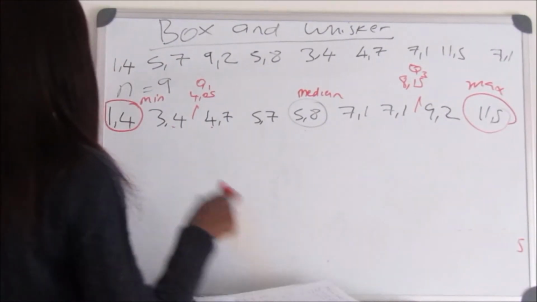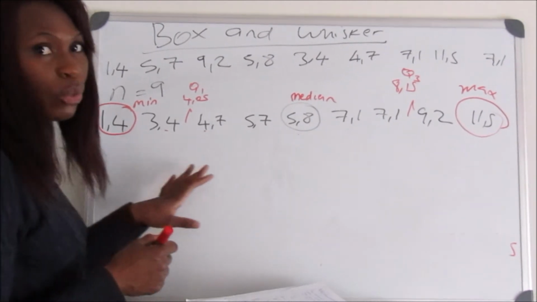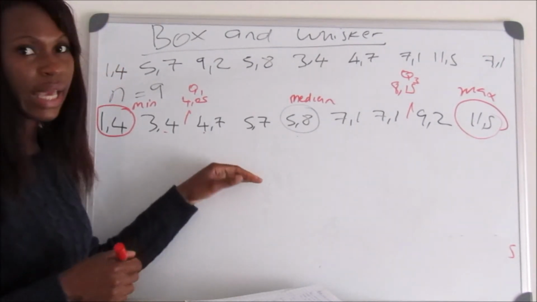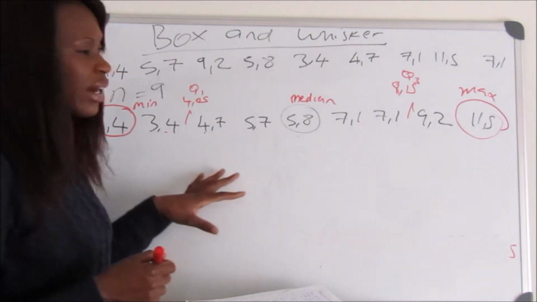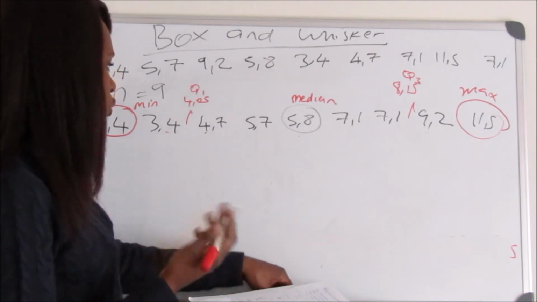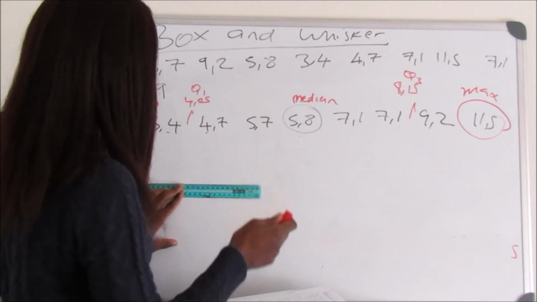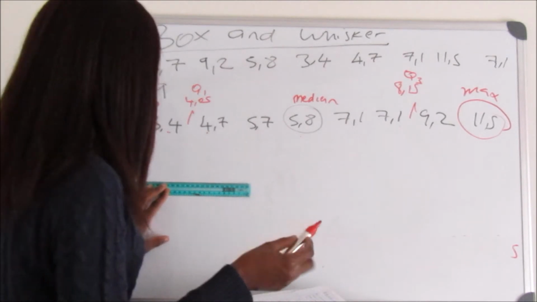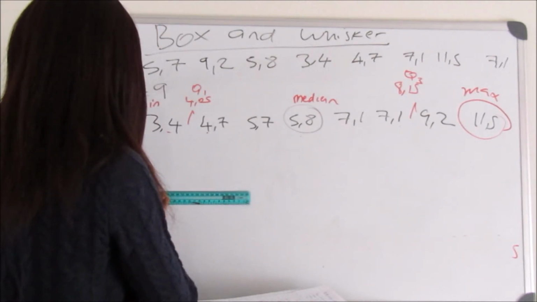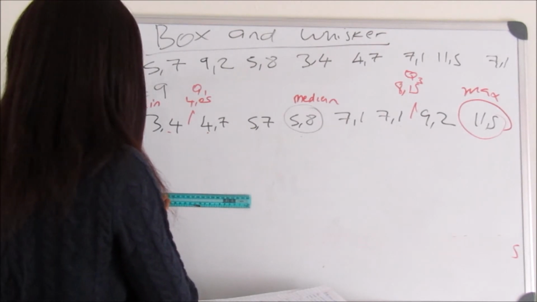Alright, when you are doing a box and whisker diagram, you must always make sure that you draw it to scale. But right now, I'm just going to do a rough sketch, just to have an idea of how it will look. I must have something from 1 up until 12.